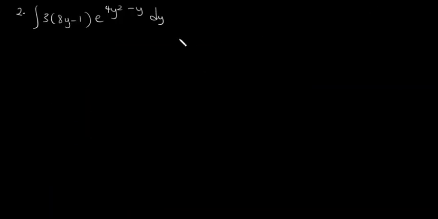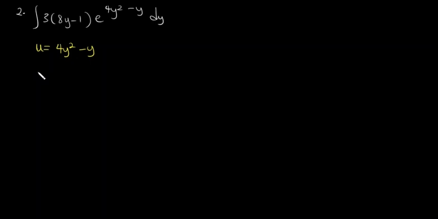Okay guys, I have the second example here. Let's look at how you are going to go about this example also. For this example too, I'm going to say that let our u be equal to 4y squared minus y. I'm using this as my substitution. Let's take note of that.